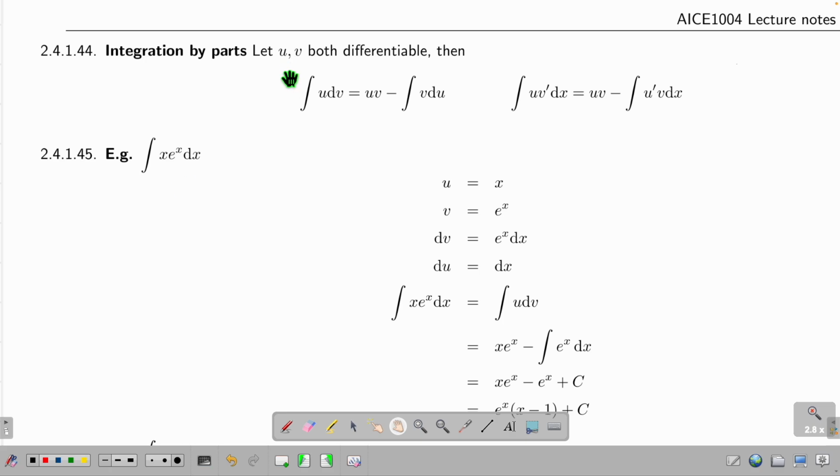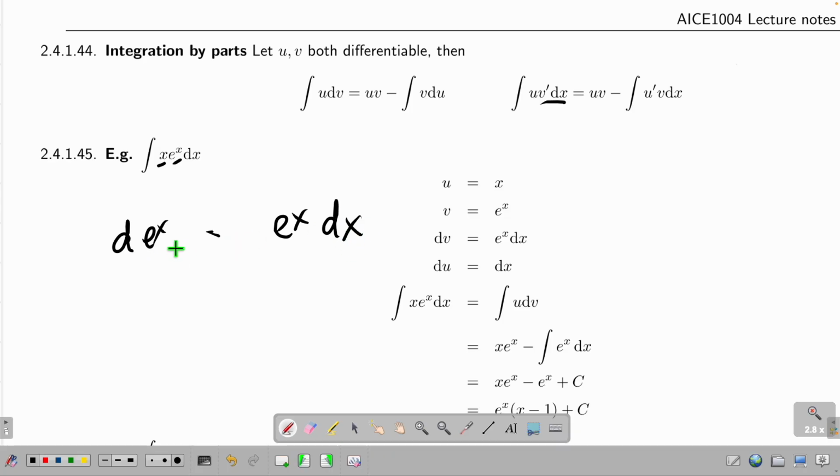That's the hard part. So for this example, let me call this u, and let me call this v prime. Why? Because I know the derivative of e^x is e^x. So d(e^x) is e^x dx. So e^x is my v prime. It just happened that this function, e^x, differentiated, gives itself. So it just happened that this v prime is v.